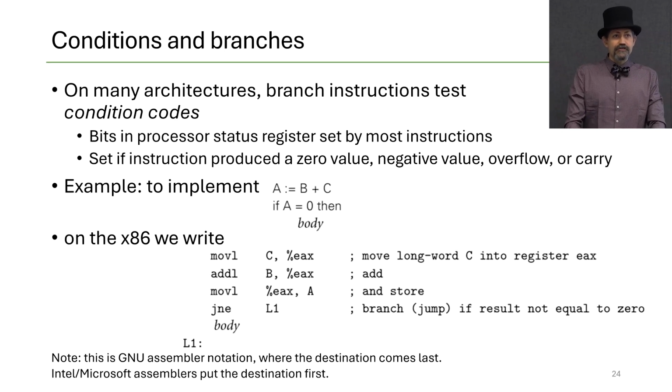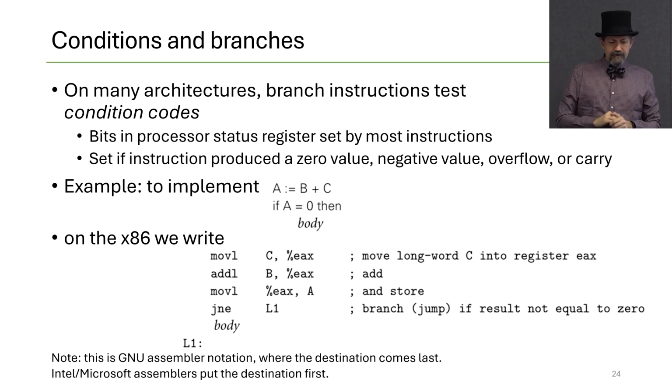On many architectures, we branch conditionally based on condition codes. These are bits in the processor status register that are set by most instructions. We'll set those bits if the instruction produces a value that's 0 or a value that's negative, or if there was some overflow in the computation in that instruction, or if there was a carry bit set.